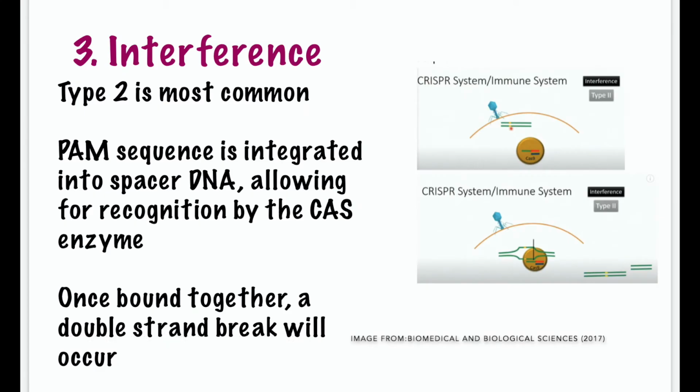The third step is interference. In general, the CRISPR RNAs will be integrated with the Cas protein that forms a complex of the Cas protein with the RNA sequence, and this is the interference.